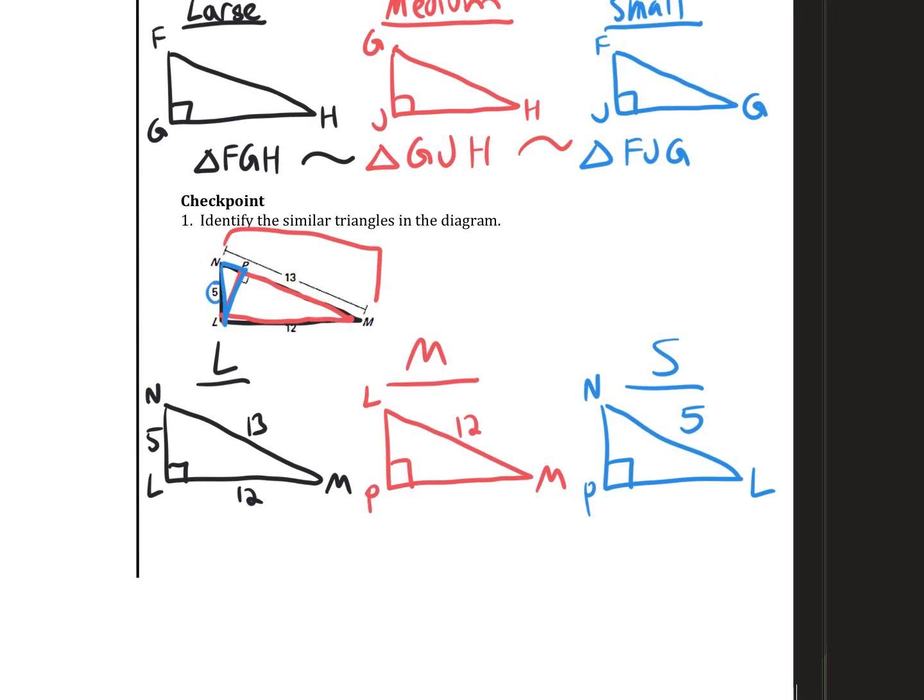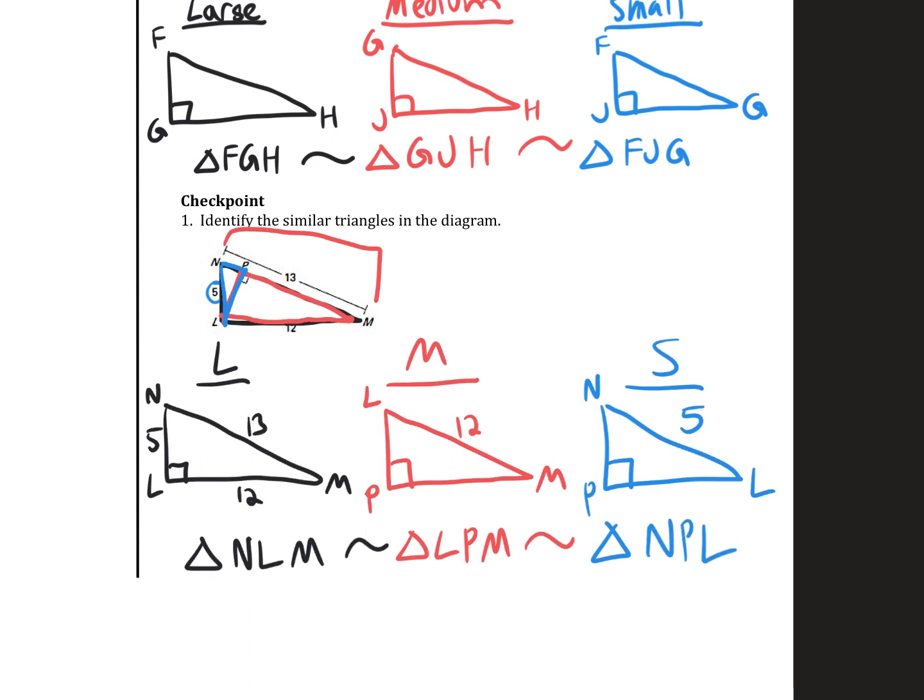Now let's write a similarity statement. So triangle NLM is similar to, the medium triangle would be triangle LPM, which is similar to triangle what? Then we have triangle, looks like NPL.